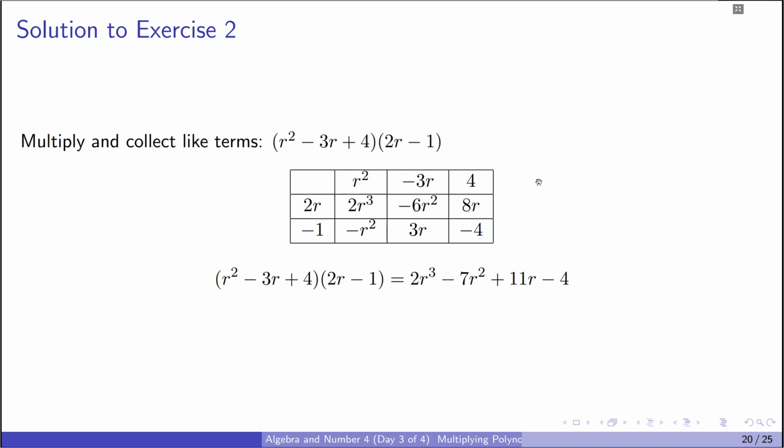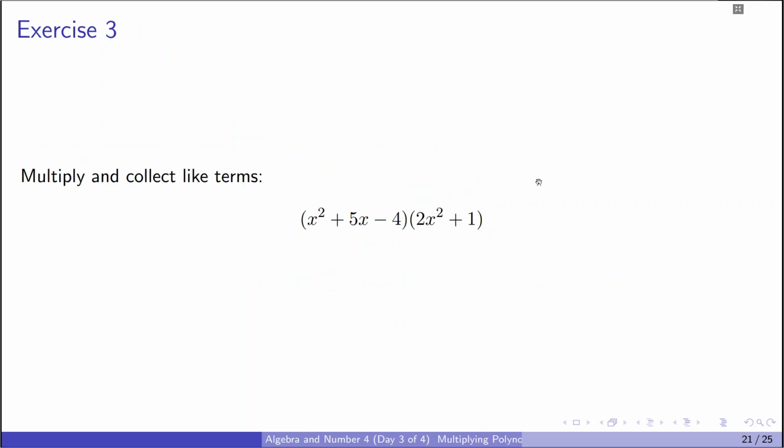All right, 3 terms by 2 terms gives us 6 terms to simplify. 2r cubed minus 7r squared plus 11r minus 4. Last one, 3 terms by 2 terms. That last one, I don't see an x. We're missing an exponent. How do we deal with that? Check back in a minute. For now, pause. Take all the time you need.